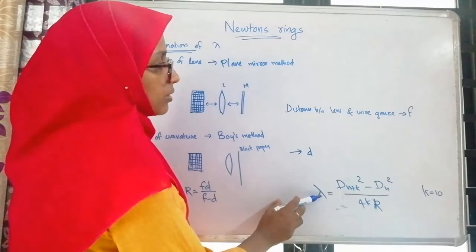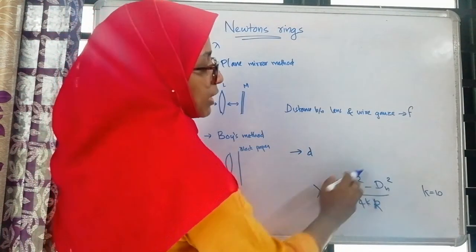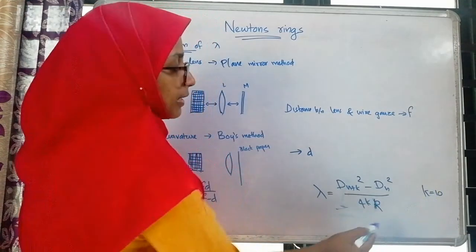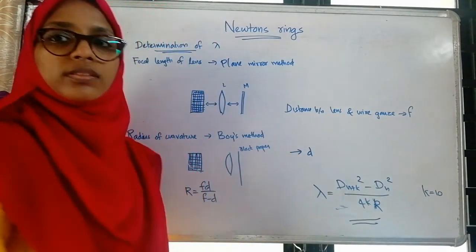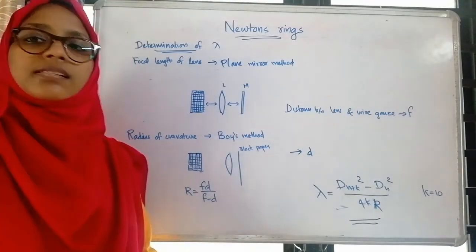Hence, lambda, the wavelength of the monochromatic source of light, can be calculated by knowing all these values, and k is considered as 10. So, this is the experimental arrangement for the determination of lambda using the Newton's rings apparatus.